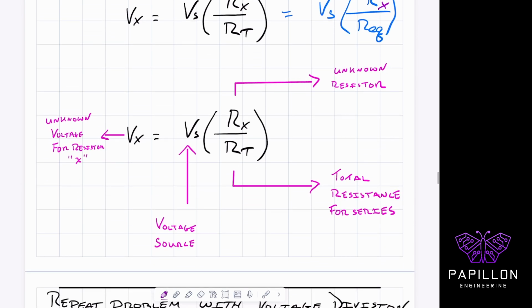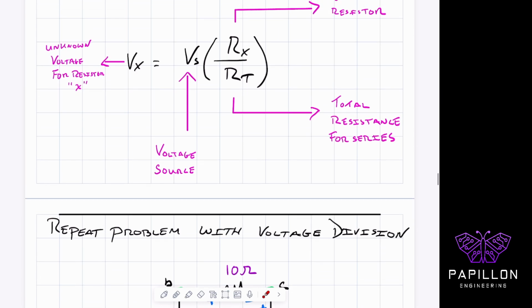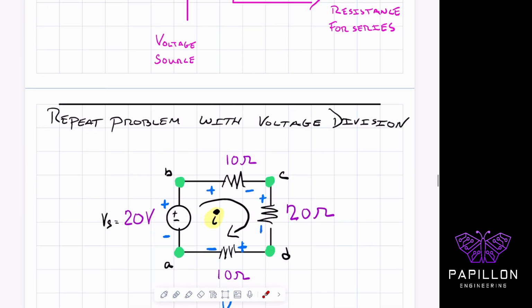So here it is again. If you have an unknown value, a voltage that you're trying to solve for, you call it Vx. Our source voltage is our Vs. Our unknown resistor is our Rx. Our total or equivalent resistance is on the denominator of this proportionality. And then now we can solve this hopefully a little bit faster for a series portion of a circuit.